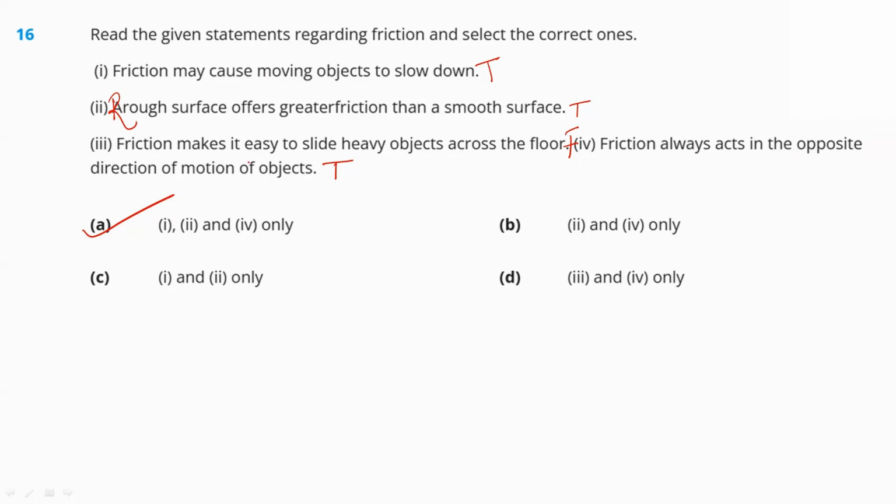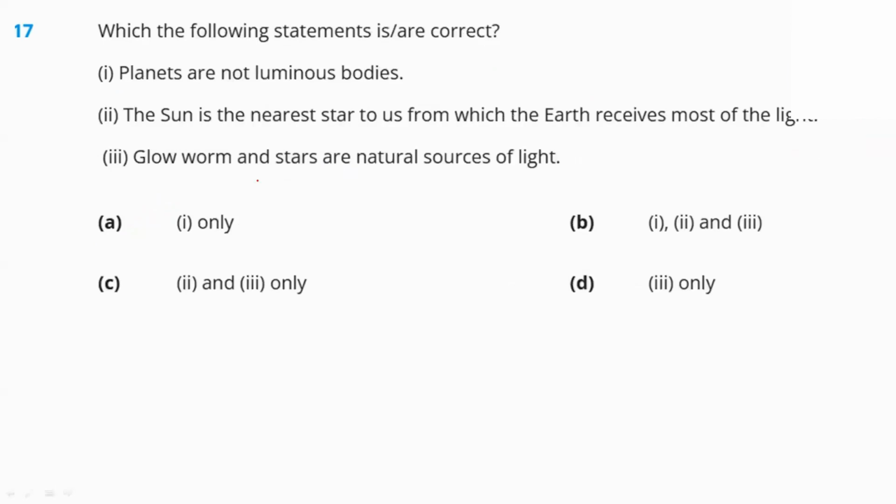Friction always acts in the opposite direction of the motion of the objects. Okay, so 1, 2 and 4 only is our correct answer. Okay. Next question. Which of the following statements is or are correct?